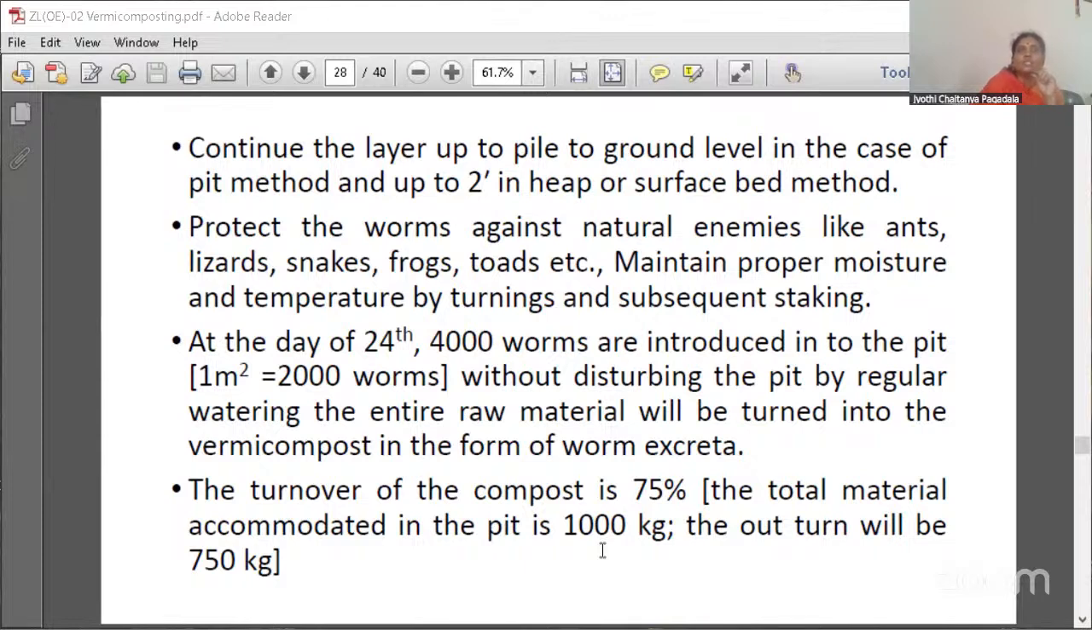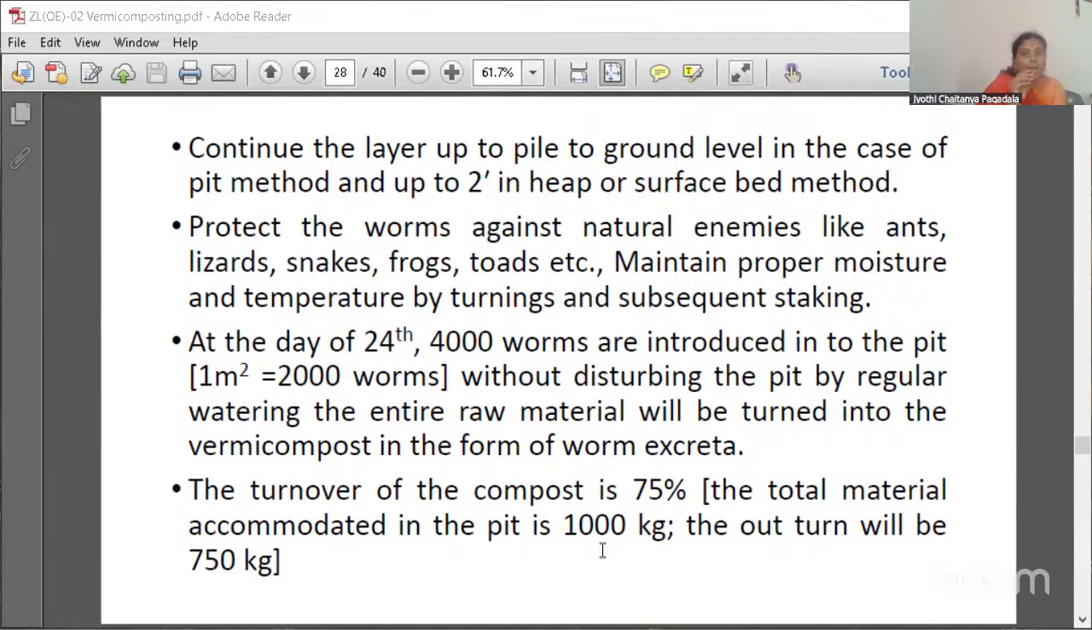During this time, the temperature of the bed will rise up to 50 to 55 degrees centigrade because of biological activities. 5 to 10% of neem cake is added for the elimination of harmful microorganisms. After the temperature cools to 30 degrees, the earthworms are introduced, around 500 earthworms for 1000 kg of organic material, and after the third layer, the layers continue up to ground level in the case of the pit method, and up to 2 feet in the heap and surface bed method.